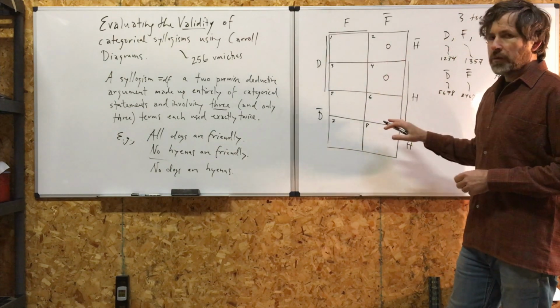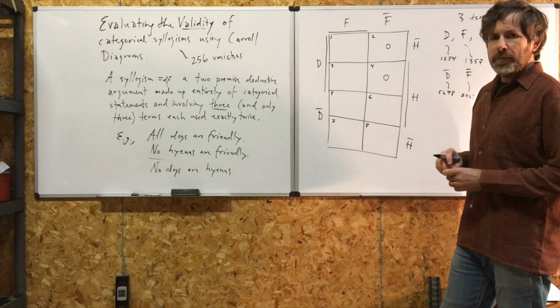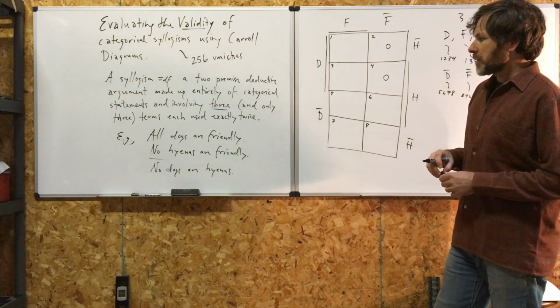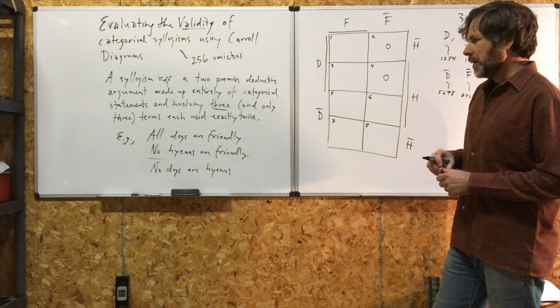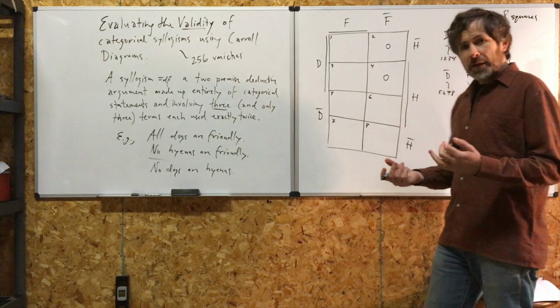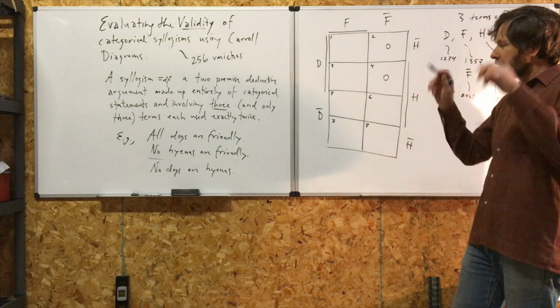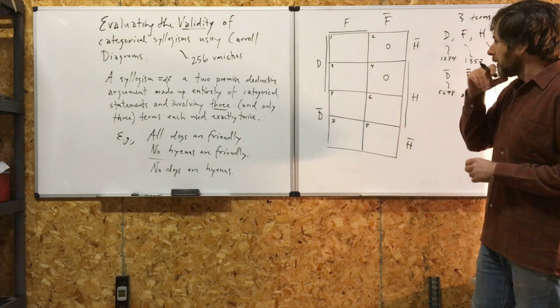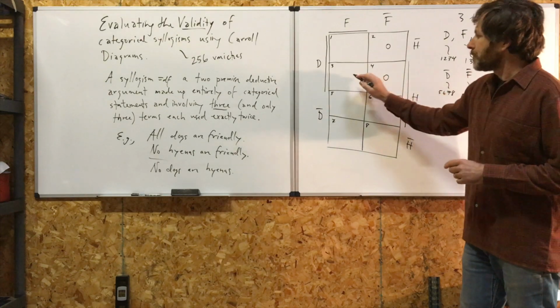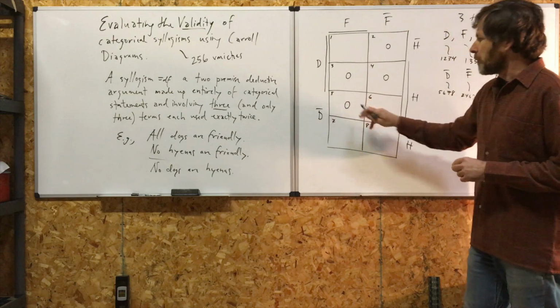We have just diagrammed premise number 1. The next step is to diagram premise number 2. No hyenas are friendly. There's no overlap between the set of hyenas and the set of friendly animals. So take hyenas right here. They live, so to speak, in 3, 4, 5, and 6. You're never going to find a hyena that is friendly, it says. So you put zeros right there.